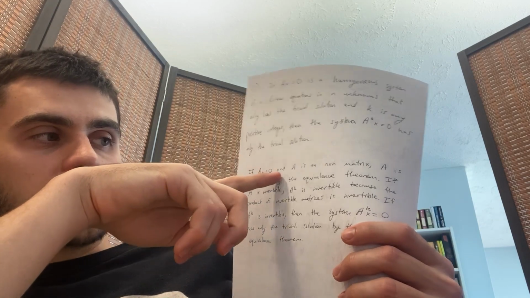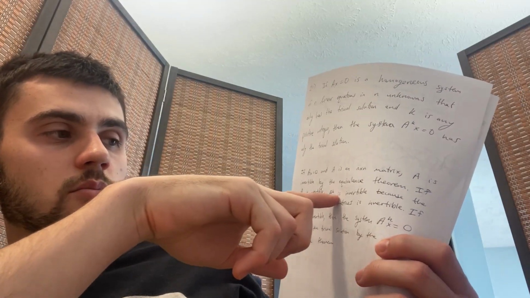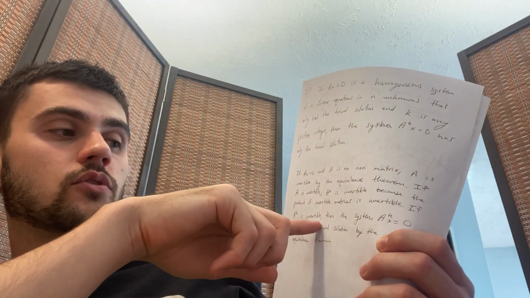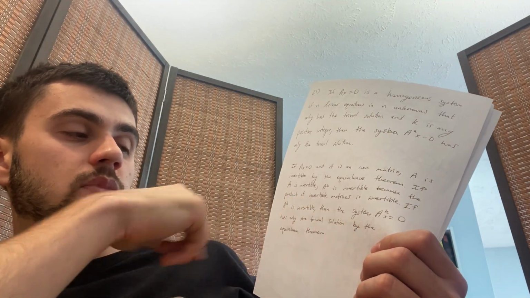If AX equals 0 and A is an n by n matrix, A is invertible by the equivalence theorem. If A is invertible, then A to the k is invertible because the product of invertible matrices is invertible. If A to the k power is invertible, then the system A to the k times X equals 0 only has the trivial solution by the equivalence theorem.